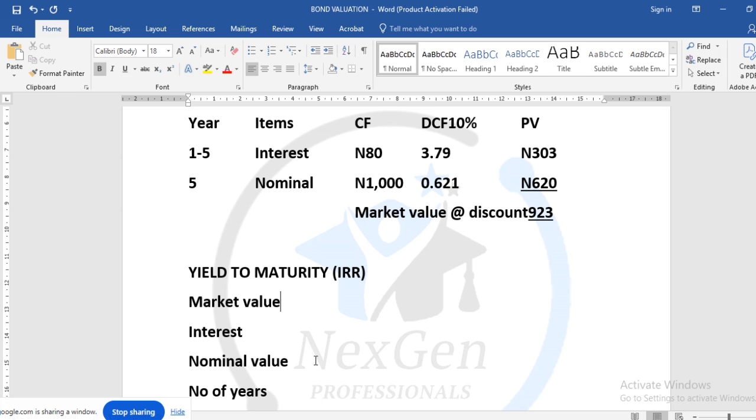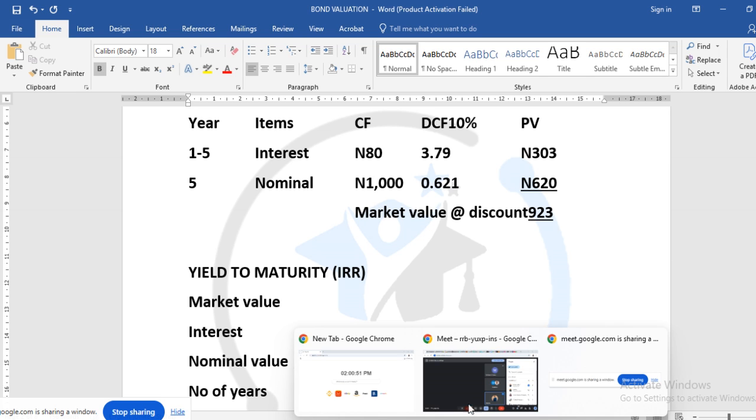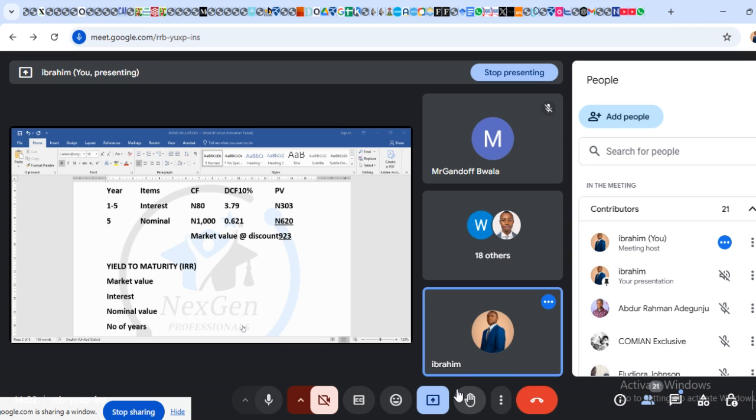Either they give you yield to maturity to calculate the market value of a bond, or the market value is given to you in the question, then you have to determine yield to maturity. Either of the two, because you can't have two unknowns. The question can't tell you to determine the market value and yield to maturity. When you want to determine the market value, the yield to maturity will be given to you in the question, right? So you can't have two unknowns, right?